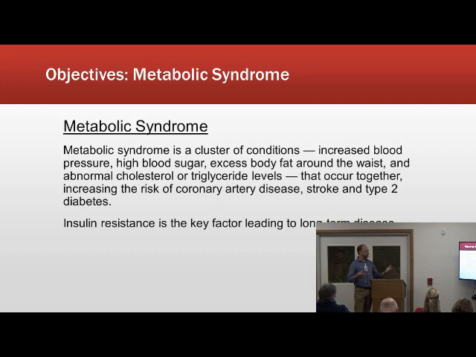It's basically a cluster of conditions: high blood pressure, high blood sugar, excess body fat around the waist, not so much, but centrally around the waist, abnormal cholesterol and triglyceride levels, and all of that package leads to a risk of coronary artery disease, stroke, and type 2 diabetes. That makes sense. And insulin resistance is probably sort of the key factor in that.